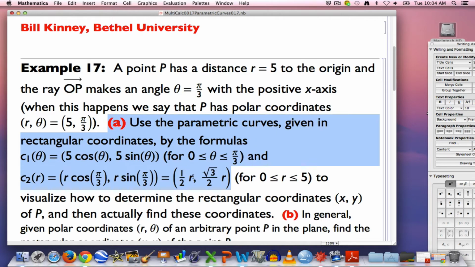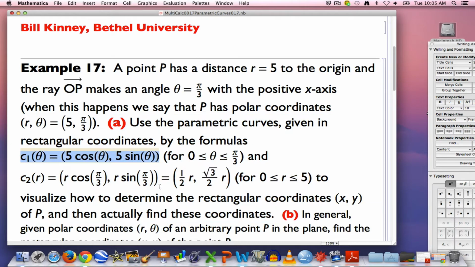Alright, and in part A we're going to relate this to parametric curves by using curves to figure out what those rectangular coordinates are. Look at these parametric curves here. This one's C1 of theta. Theta is the parameter. By the way, I need to emphasize that these are actually given in regular rectangular coordinates as we've been doing to this point. This formula, 5 cos theta, gives you the x-coordinate as a function of theta, and the second thing, 5 sine theta, gives you the y-coordinate of the point as a function of theta.